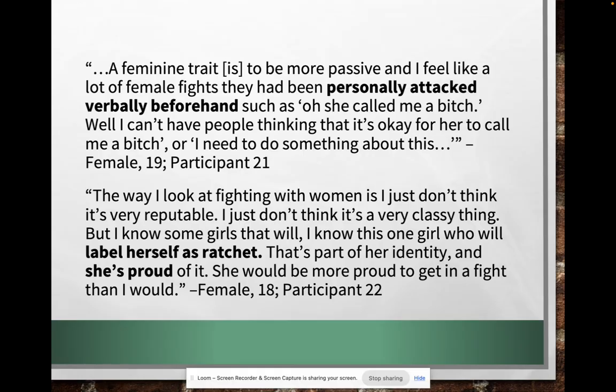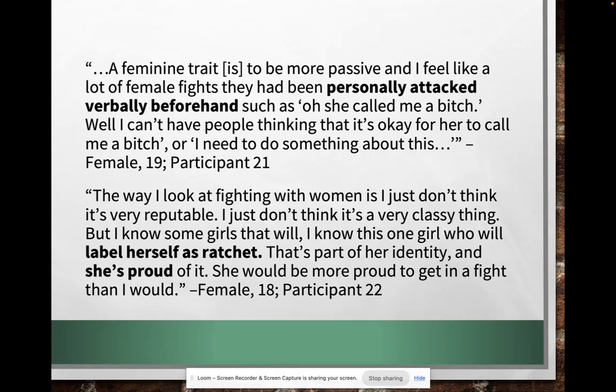And then as far as the exception to the rule, the way I look at fighting with women is I just don't think it's very reputable. I just don't think it's a very classy thing. But I know some girls, I know this one girl who will label herself as ratchet. That's part of her identity, and she's proud of it. She would be more proud to get in a fight than I would.